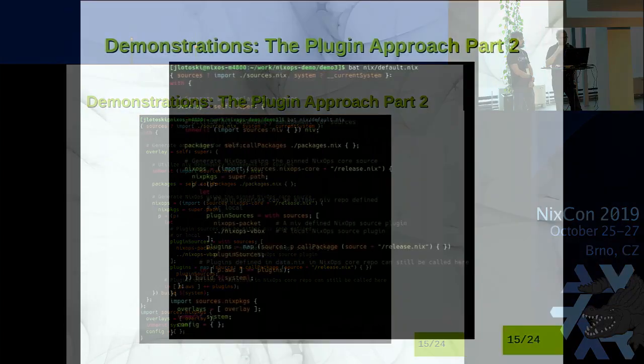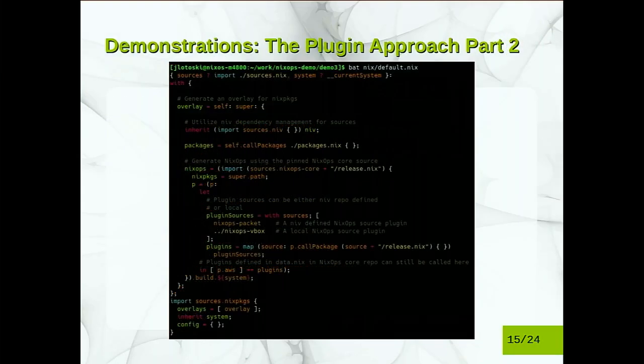So this may also be a little bit difficult to see at the back. I can expand it in a few minutes in the command console. But essentially, we have a default.nix file, in which we can specify an overlay for Nix packages, and we're going to make NixOps one of the overlay packages in there. And we specify the p parameter, just like we did on the command line. But here, we can specify plugin sources, such as NixOps Packet, and we can declare this to be any commit or any branch in that repo.